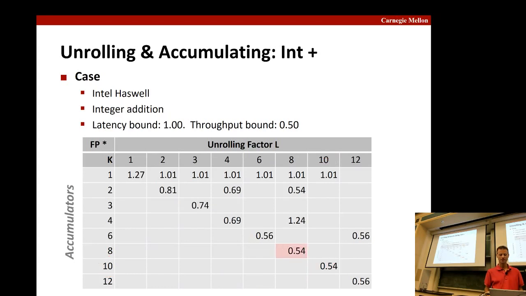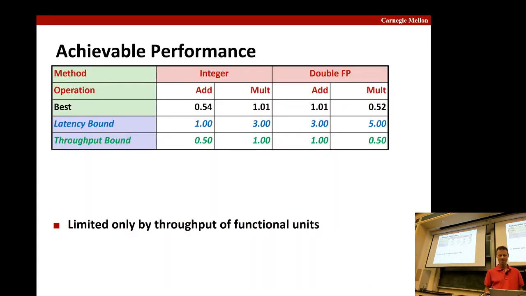Integer addition is a slightly different choice. 8 and 8 is the optimal. And you can see that in the end, when we do this, we're actually very darn close to the throughput optimal in all cases. So we've managed to milk out of the machine all the performance that was there to be obtained.